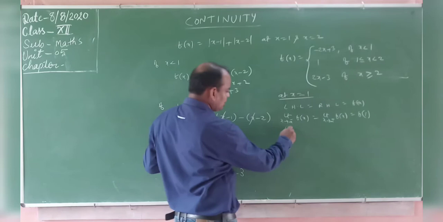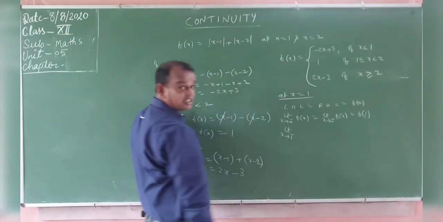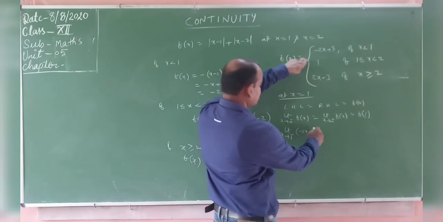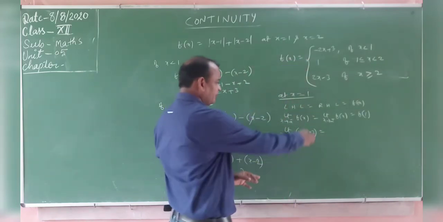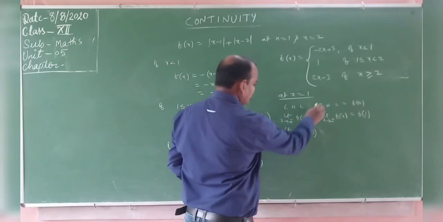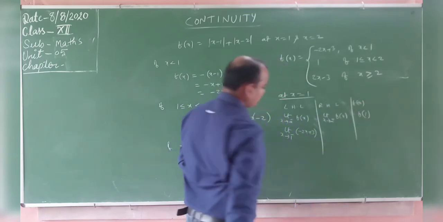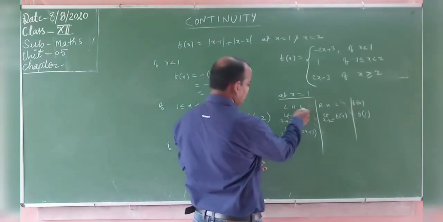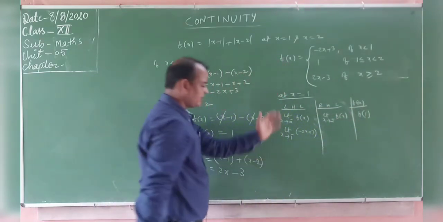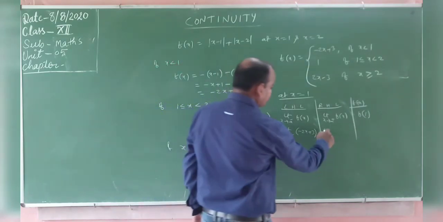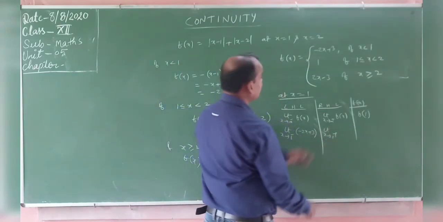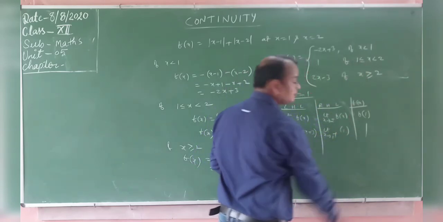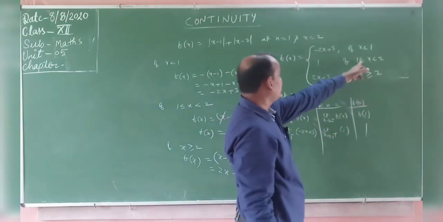Now, limit x tends to 1 minus. 1 minus means less than 1. Less than 1, what is the function? Minus 2x plus 3. Equal or not? Check. One by one you can find. Don't confuse it: LHL, RHL, function value. Okay, RHL means limit x tends to 1 plus, more than 1. More than 1 means 100% this one, this is 1. Function value exactly equal to 1 means 1.